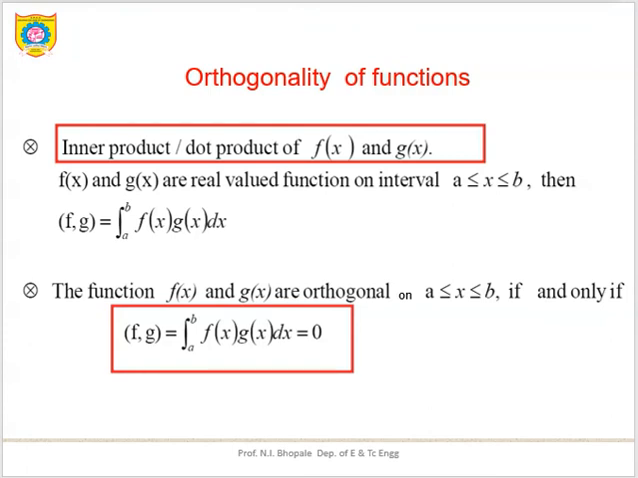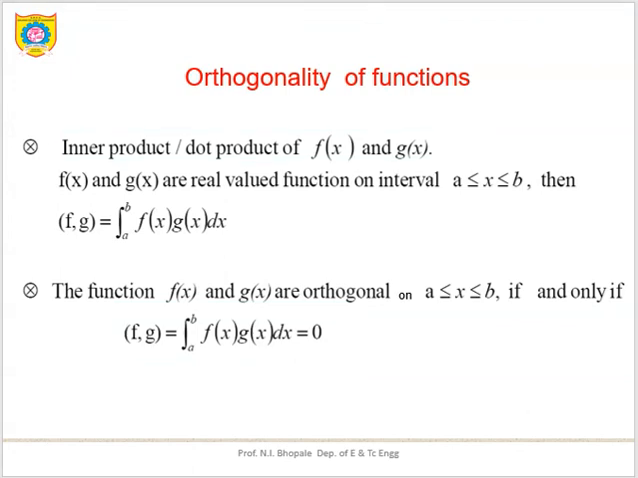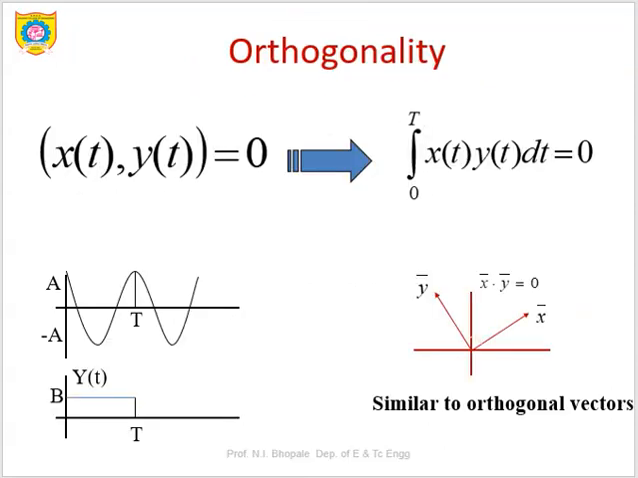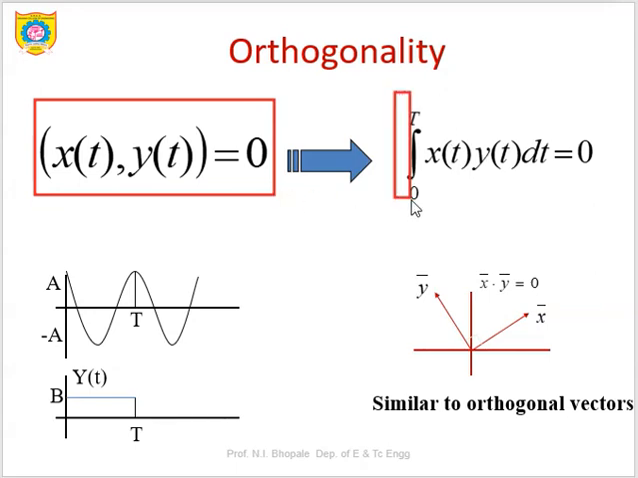Now we will proceed with the orthogonality condition. So let me proceed with this orthogonality. This is how it can be represented. Orthogonality, that is x(t) y(t) equal to 0, can be represented like this in terms of the integral format. So this is all about orthogonality.